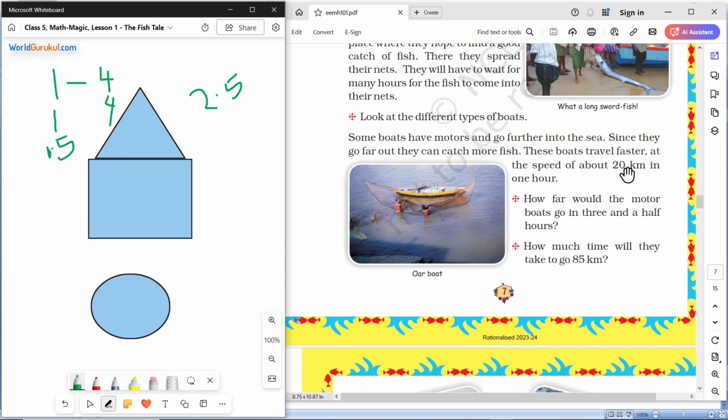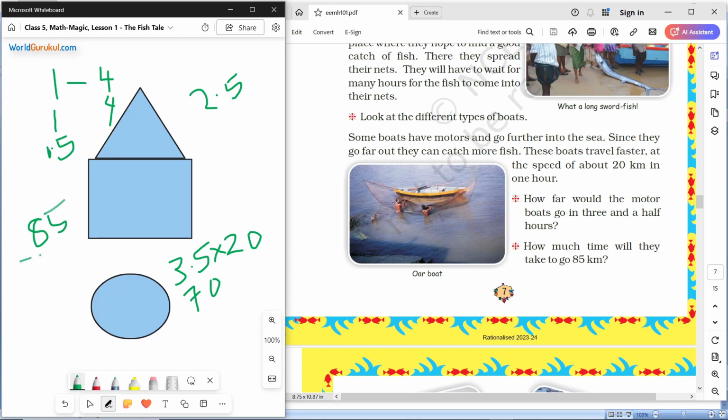So here, can you calculate in 3.5 hours how many kilometers a motorboat will travel? 3.5 multiplied by 20. It's going to be 70 kilometers. So this is all simple mathematics. And let us see this question. How much time will they take to go 85 kilometers? Can you tell? It's a simple division.